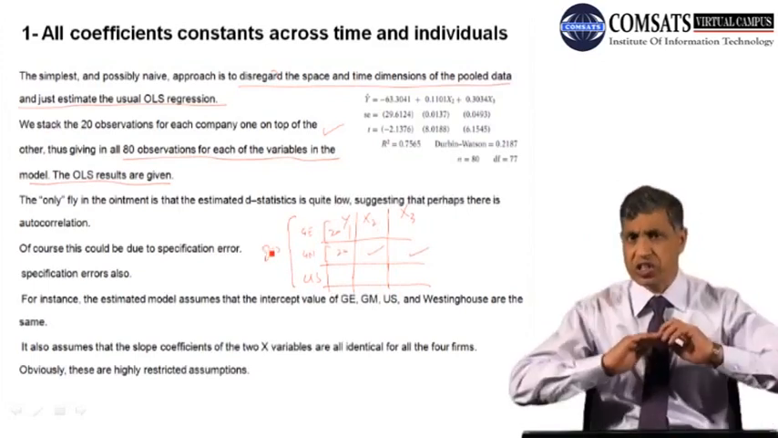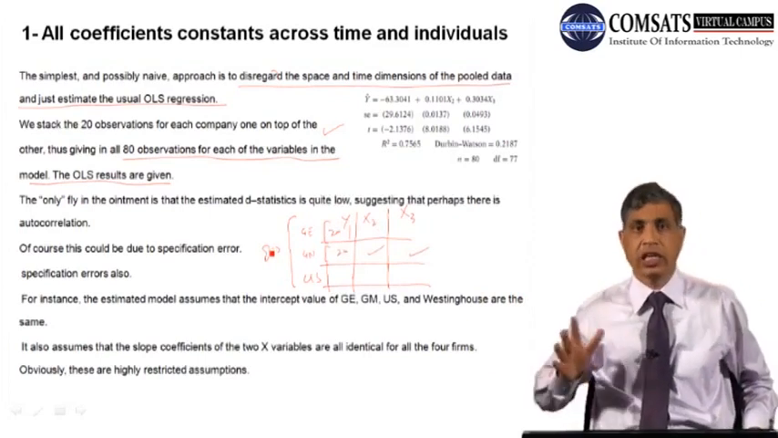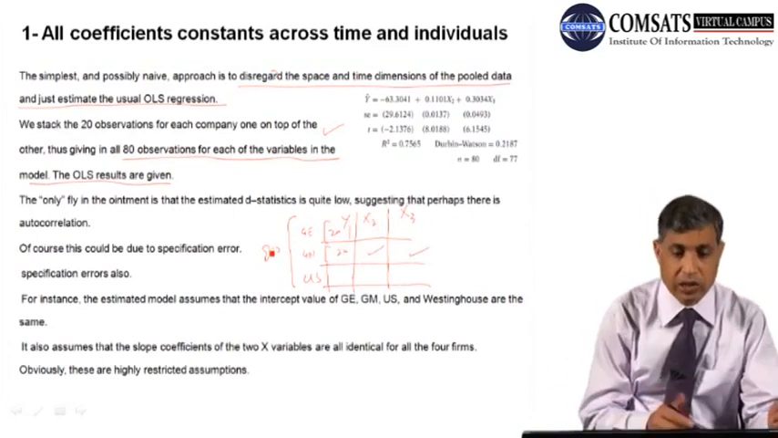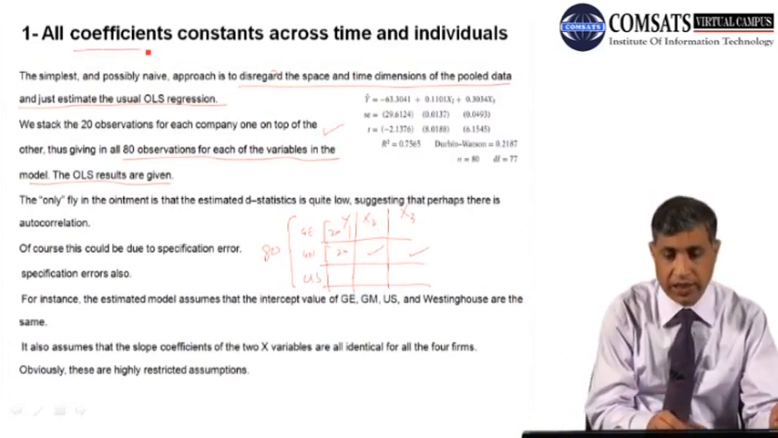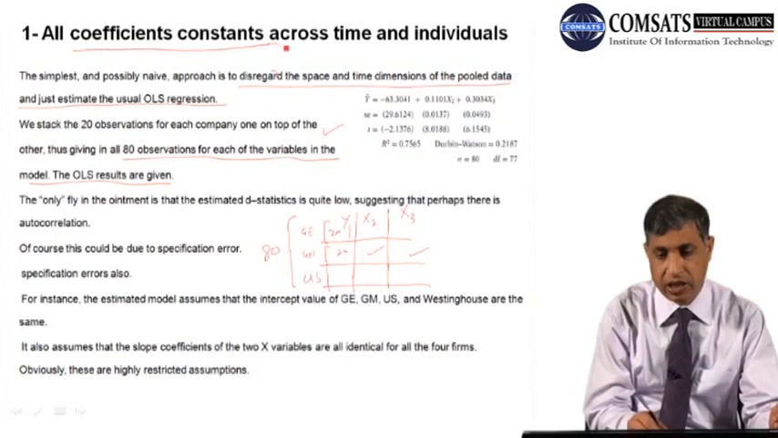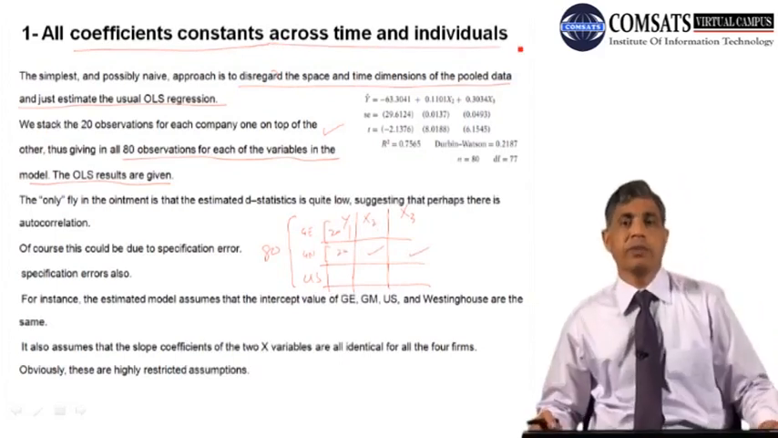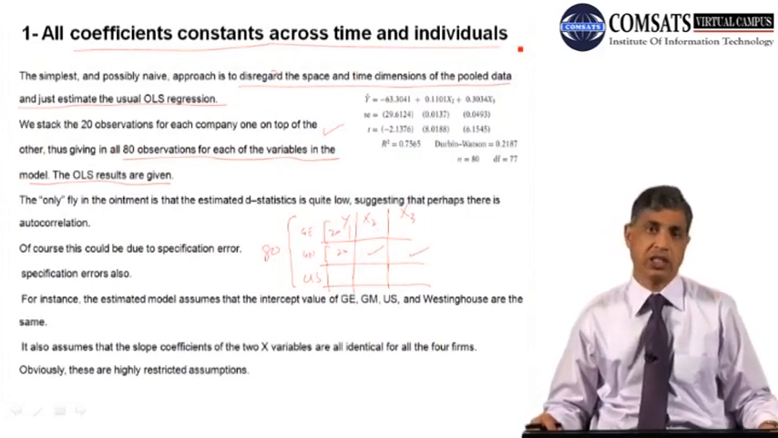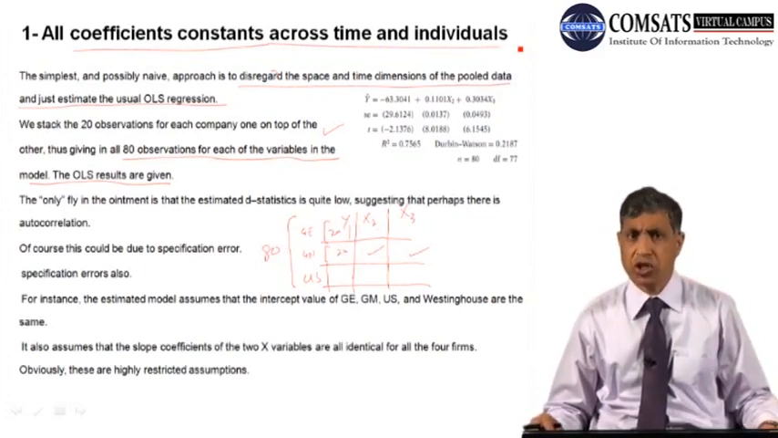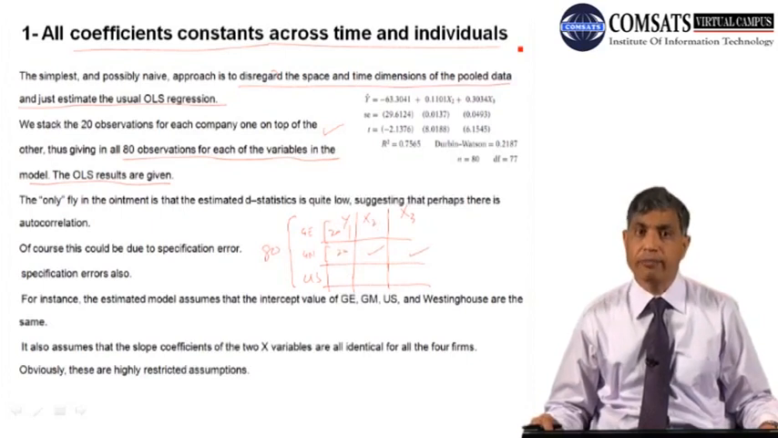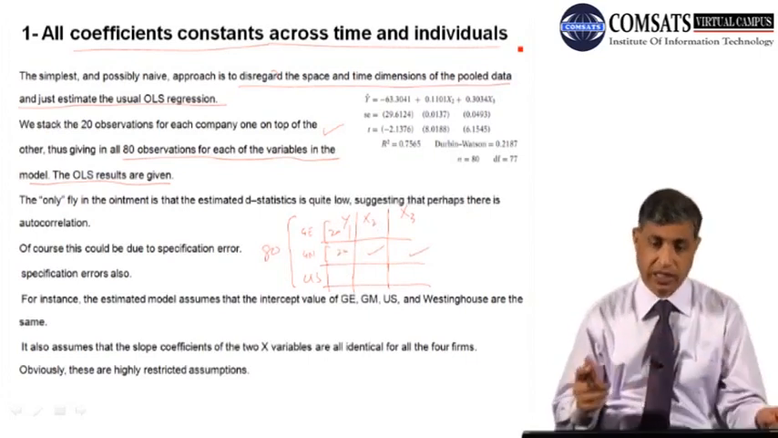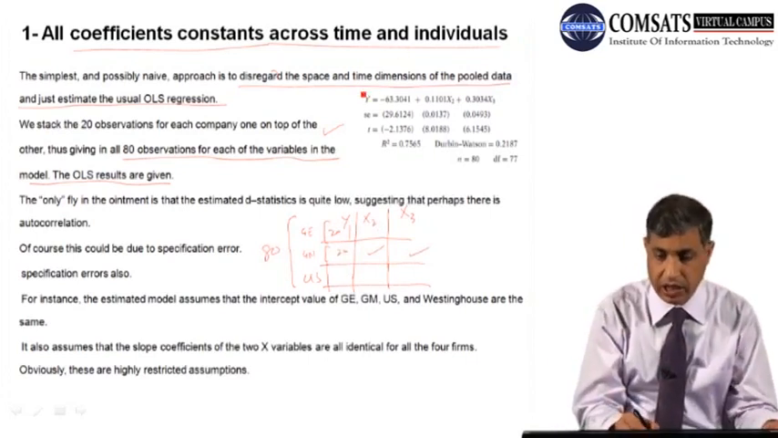So what we did, we disregarded everything. We did not take care of whether there is any difference. Why did we do this? Because we are assuming that all the coefficients are constant across time and individual. Beta 1 is not changing, beta 2 is not changing, beta 3 is not changing. If this is the situation, we are putting many restrictions on the model, and if we set the data in this way, we run the OLS regression. These are the regression results before you.